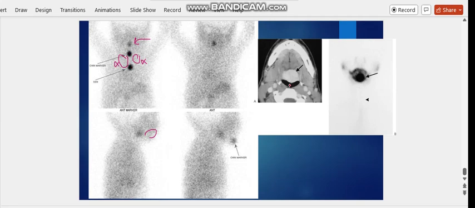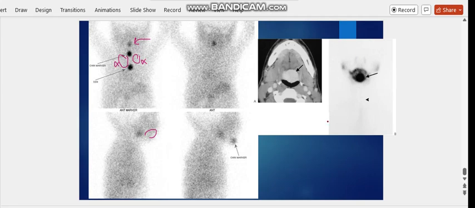So here is another example. This is a CT scan of a child. This is an avidly enhancing lesion at the base of the tongue, because this is a contrast enhanced CT scan. So this is ectopic thyroid tissue.